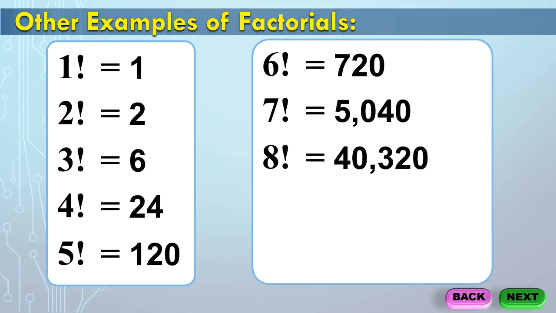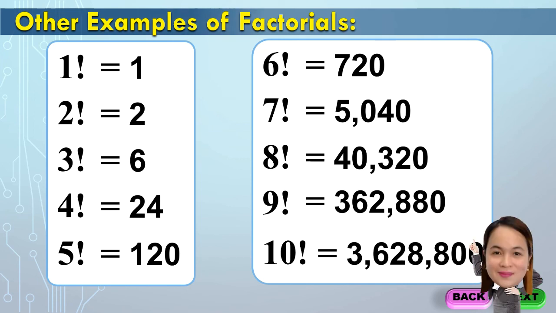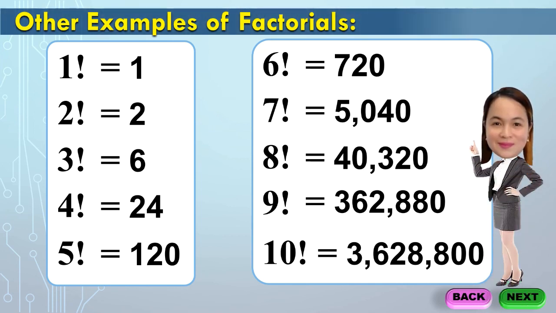8 factorial is equal to 40,320. 9 factorial is equal to 362,880. And 10 factorial, we have 3,628,800.